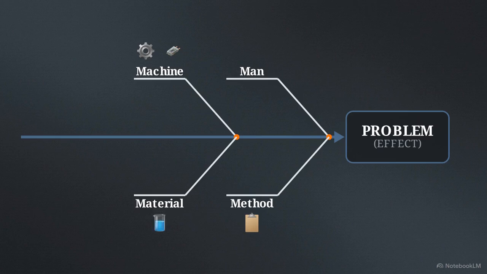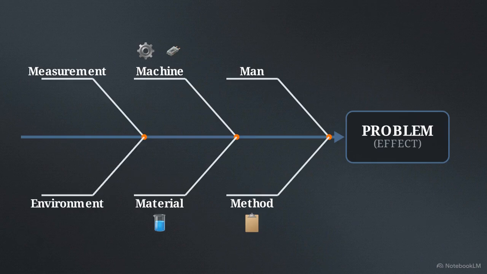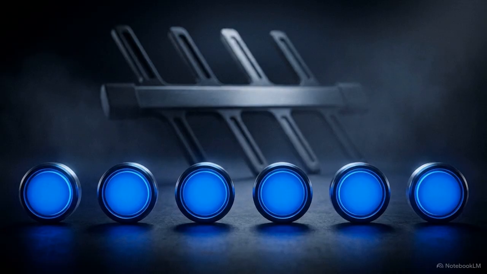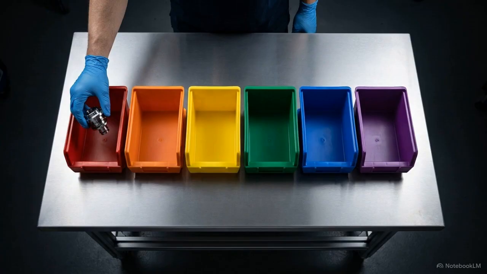Finally, we complete the skeleton with the last two categories. Measurement accounts for instrument accuracy and calibration errors, while environment looks at the physical space, checking if factors like temperature or humidity played a role. In the industry, we call these the 6 M's. By categorizing our brainstorming into these 6 specific buckets, we ensure that no hidden variable slips through the cracks.